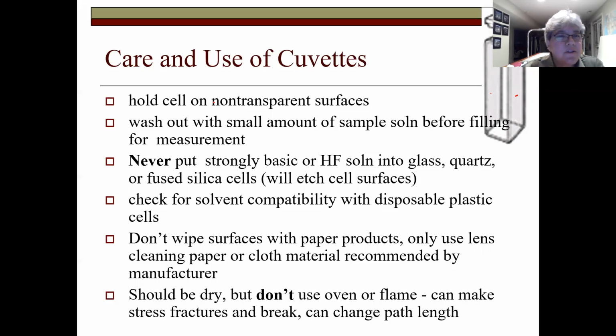And usually you want your cells dry, especially if you're doing quantitative analysis. You don't want to change the concentration, but you should never use a flame or a hot oven to dry the cell. That can damage them, cause them to break, maybe even change the path length. Okay, so those are some things you need to be aware of for the cells.